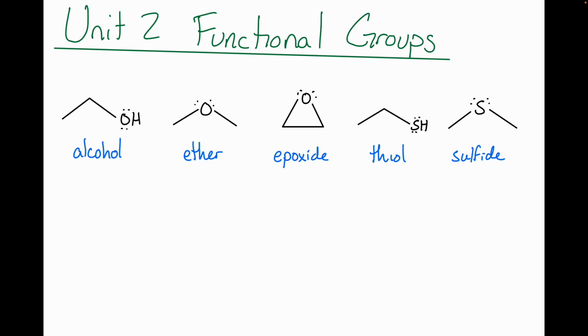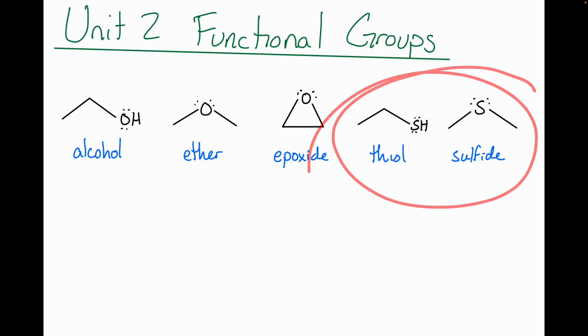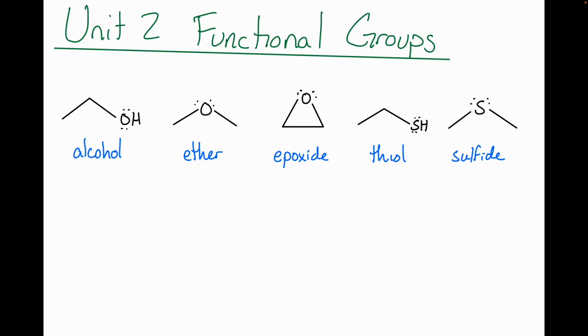Cool. So these are our functional groups that we've been discussing in this unit. Again, we're going to spend some time talking about these last two, the thiols and the sulfides. Not as common at all as alcohols or ethers or even epoxides, but nonetheless they do play a role. One of your 20 amino acids contains that thiol functional group. So we're first going to cover nomenclature of thiols.